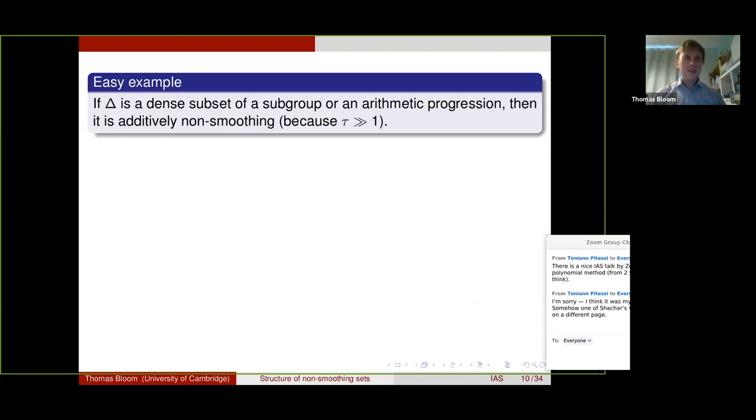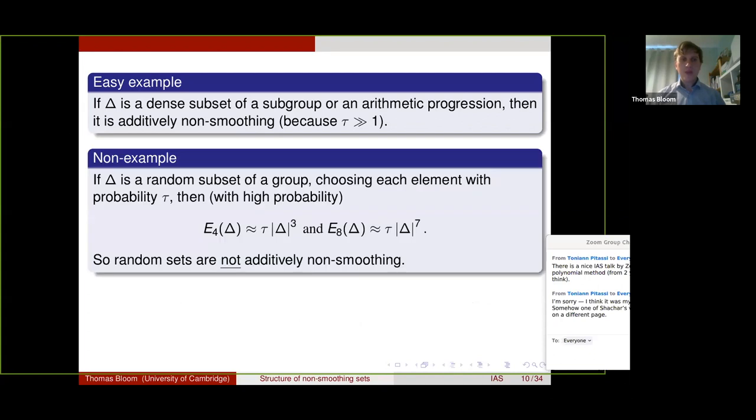So we've already seen this easy example: if delta is a dense subset of a subgroup or an arithmetic progression, then it's additively non-smoothing, because tau is itself constant. It's important to see a non-example, to convince you that not all sets are additively non-smoothing. Random subsets are the principal example. If I take a random subset of a group, choosing each element with probability tau, then it's a straightforward exercise in probability to check that with high probability, E4 of delta is roughly tau times delta cubed, and E8 of delta is, again, tau times delta to the 7. That is much, much larger than the lower bound of tau cubed times delta to the 7. So random sets are not additively non-smoothing.